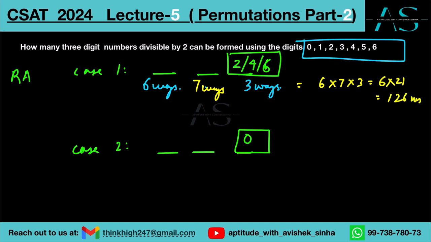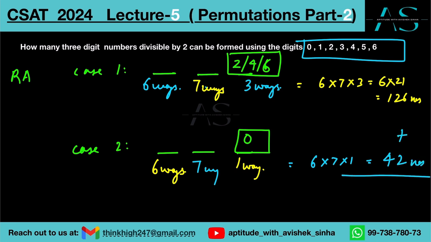Okay. Now, 0 is placed here and we know for a fact. So this is done in 1 way. Now, 0 cannot come here, but any of the next digits can come here. So this can be done in 6 ways. Next spot can be filled in 7 ways. This is 6 into 7 into 1, 42. Add them up, you get 168 numbers. That is the correct answer when repetition of digit is allowed.